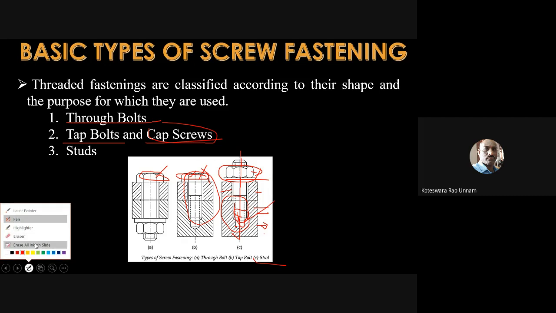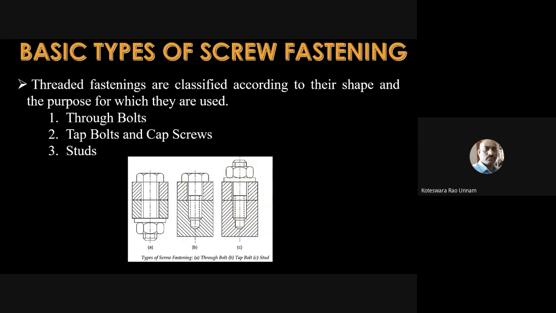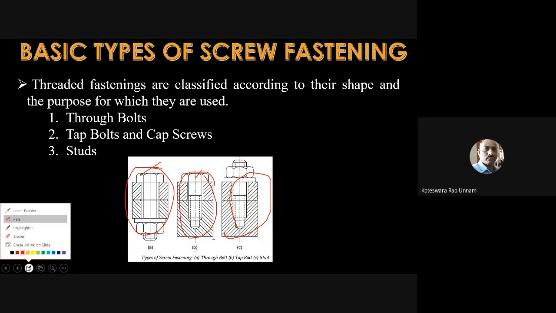So, now, once you understand this, next we'll see in which application what type of joint you are going to use. In what situation will you use this screw bolt connection, in what situation will you use this tap bolt or cap screw connection, and in what situation are you going for this stud connection. That we'll see in the next slide.